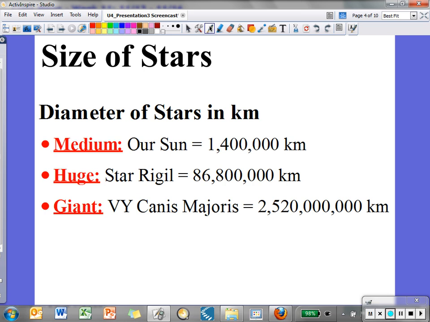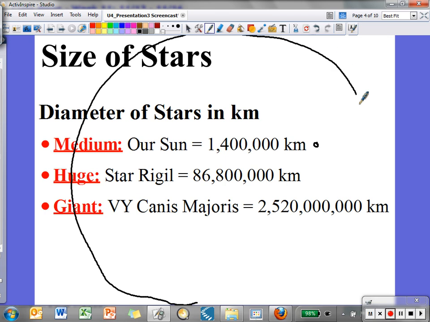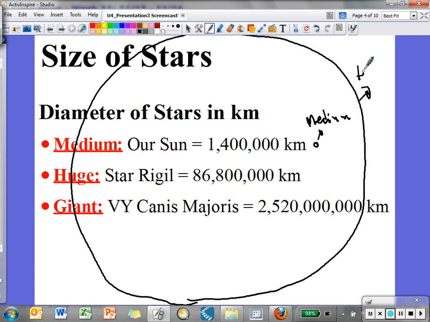Let's say that I make our sun this big, right? And we did a scaling technique for the solar system. So let's say our sun is this big. What would, in comparison, a huge star, star Rigel compared to our sun, would be this big. And again, I'm going to try and do the best I can to make a circle, but it's not going to be perfect. So that's how big a huge one is. This would be the medium. This bigger one would be the huge one.